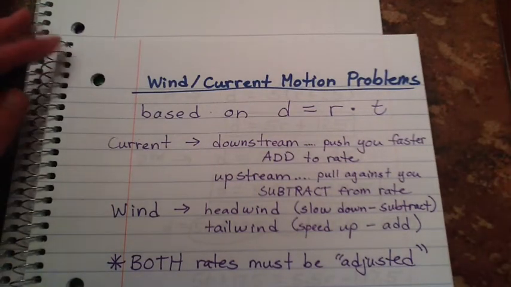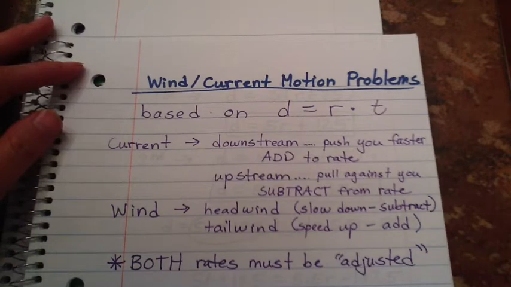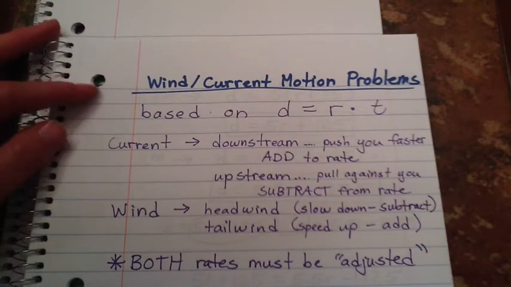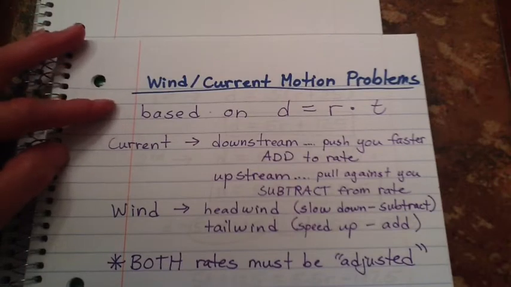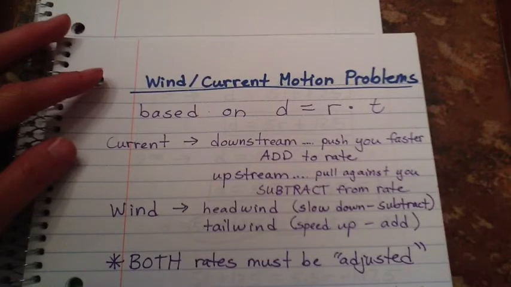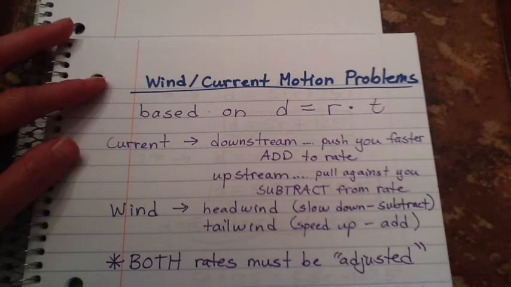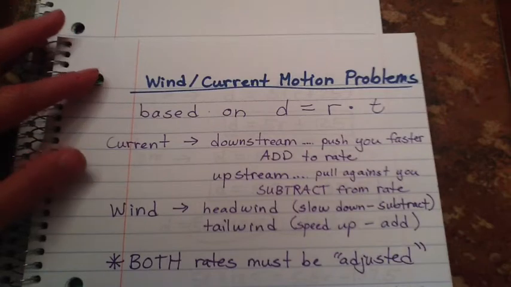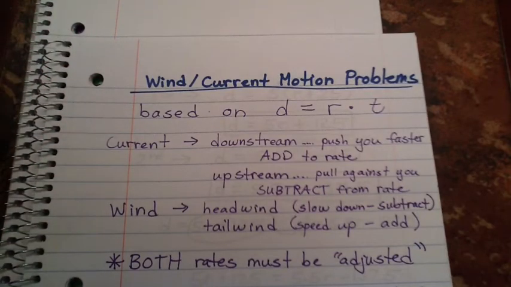This is your third type of distance problem, and it's actually not a distance problem as much as it is talking about motion, but it's still based on distance equals rate times time. It's a wind, current, motion problem, and there are a couple things that are different about these than the others, so you have to be really careful. Copy this stuff down. Once you're done, hit play and we'll go over it.